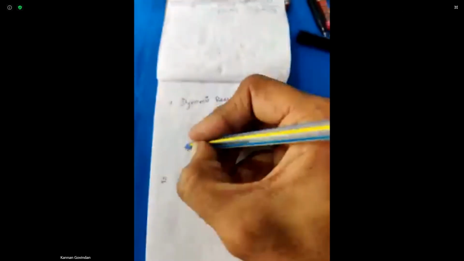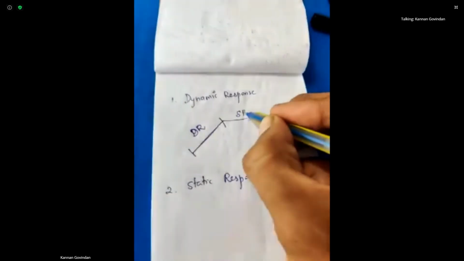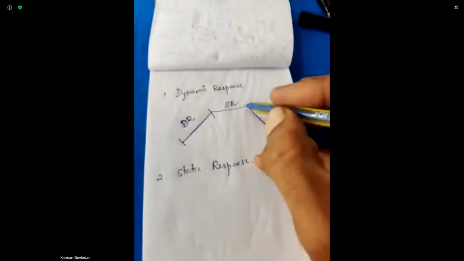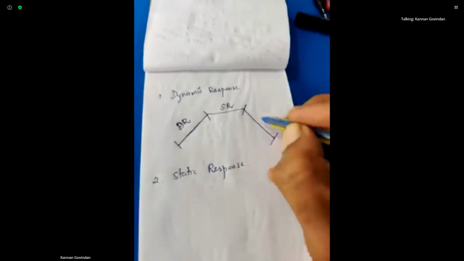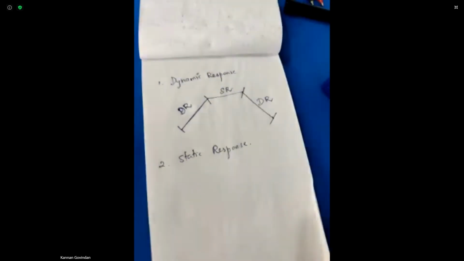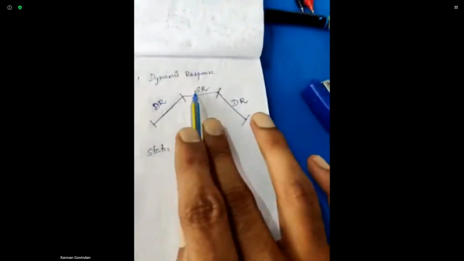So this component is called dynamic response. There is change in muscle length. Here there is no change in muscle length. This is a static response. Again, at the end of contraction, during relaxation, there is dynamic response. You understand what is dynamic response and static response? During the onset and end of contraction, there is dynamic response. When the contraction is maintained for a long time, there is a static response.